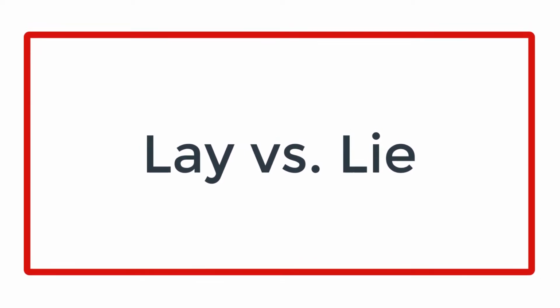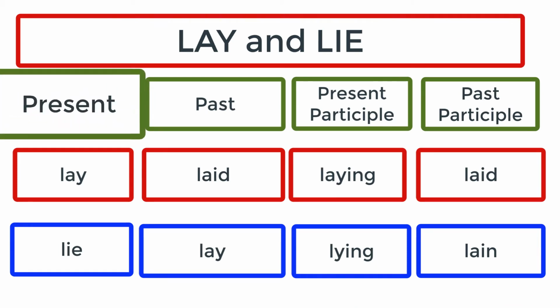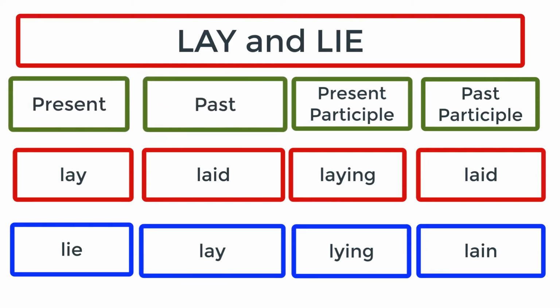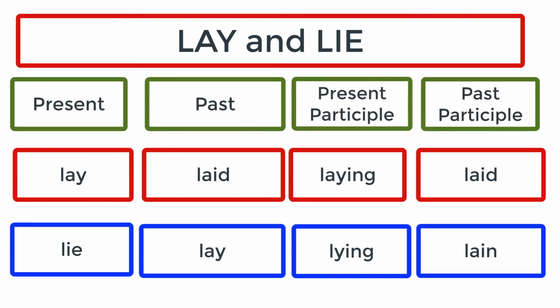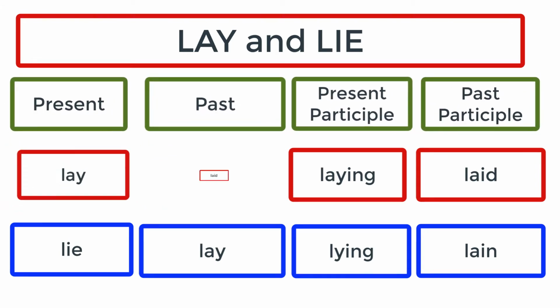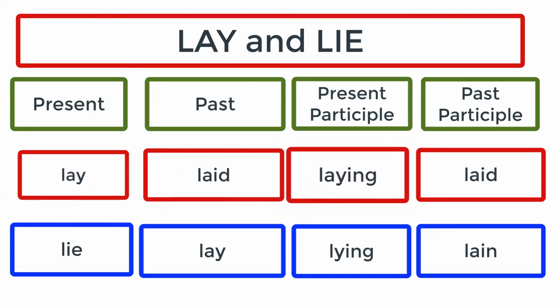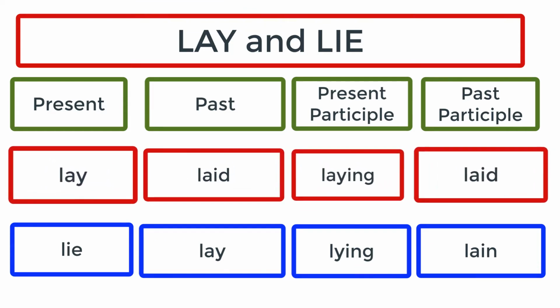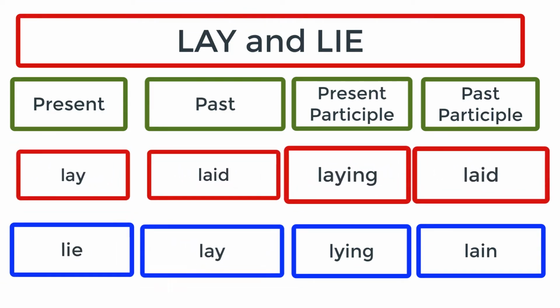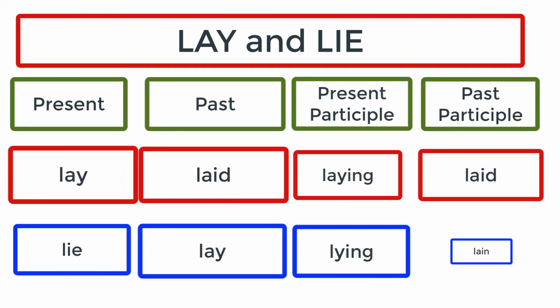Before we move on to each individual verb, let's look at both verbs side by side and their conjugations. Let's look at the simple present, the past, and the verb forms called the present and past participles. You can see that the past tense of lay is laid. The present participle is laying. And the past participle is laid. The past tense of lie is lay, the present participle is lying, and the past participle is lain.